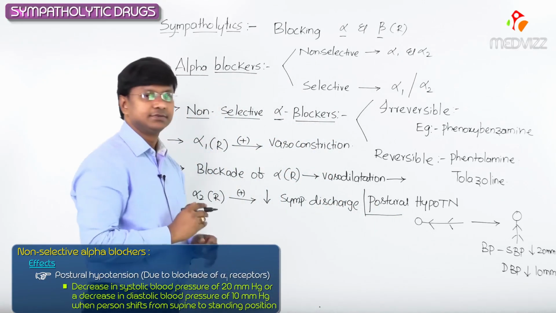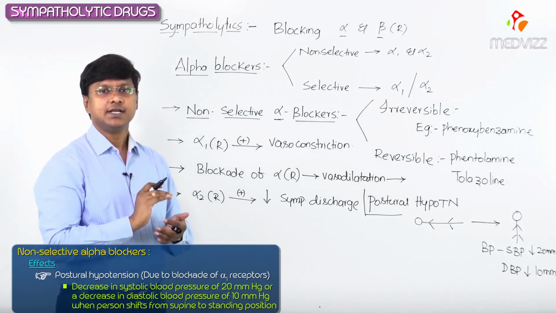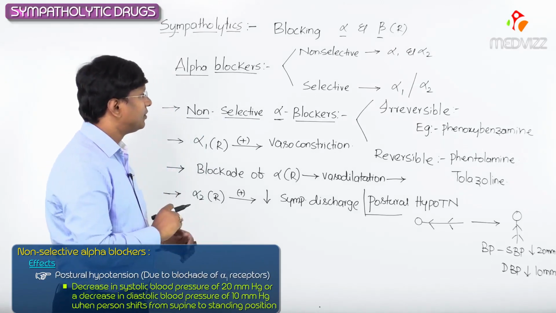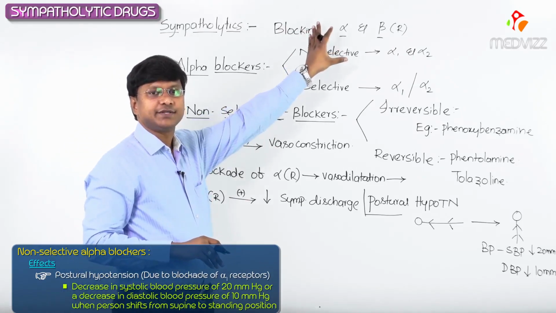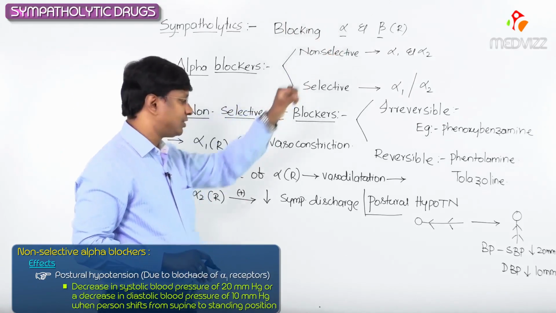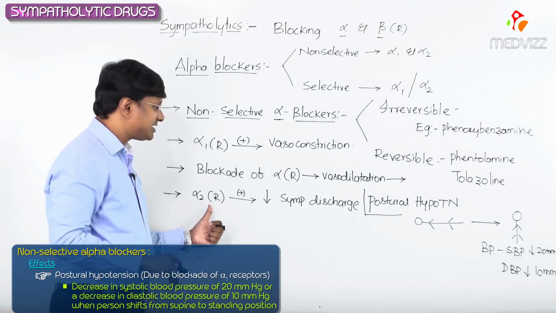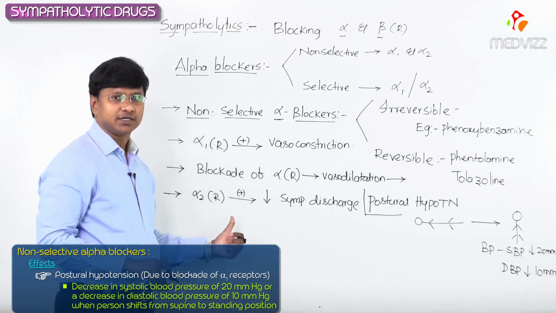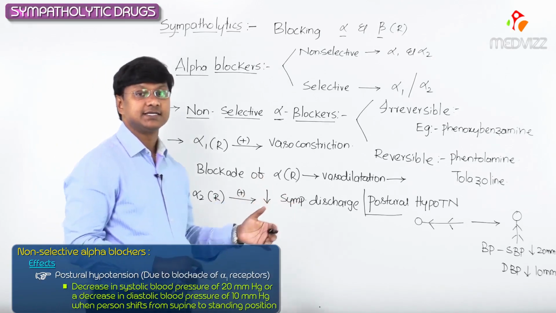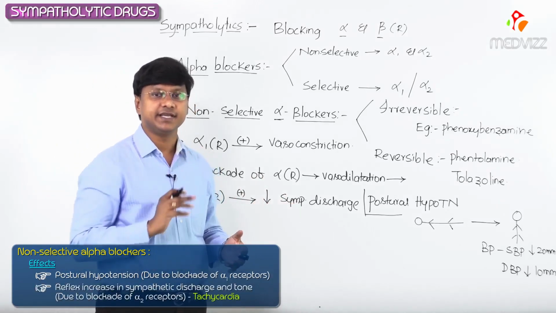Right, this will result in a decrease in the sympathetic discharge. And now, what are your non-selective alpha blockers doing? Non-selective alpha blockers are blocking these alpha 2 receptors. Now once these alpha 2 receptors are blocked, what will happen to the sympathetic discharge? The sympathetic discharge is increased.